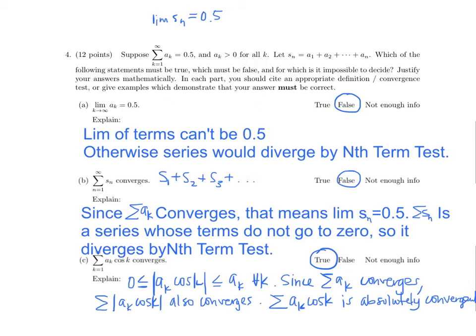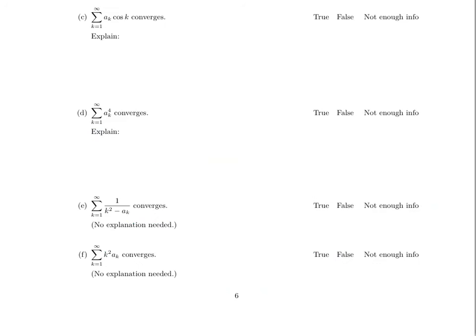Moving right along, let's take a look at D. Here we're asked if the series of a sub k to the fourth converges. Well, the series of the terms a sub k converges, which means that the limit of the terms has to be 0. And if the limit of the terms has to be 0 and the terms are all positive, that means eventually all the terms are less than 1 and they stay less than 1 for the remainder of the tail after some point.